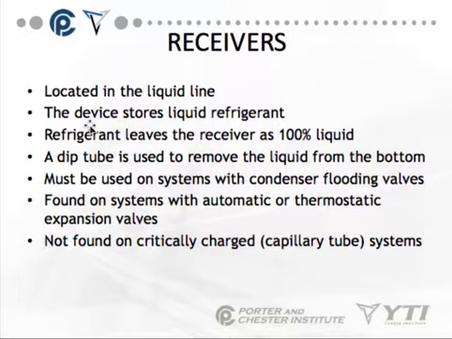Receivers are found in most refrigeration systems, especially those that are low temperature or pump down. They're located in the liquid line. The device stores liquid refrigerant, and refrigerant leaves the receiver as 100% liquid. It's very important that refrigerant goes into TXVs and EEVs as fully liquid. You cannot have any vapor in those. Now, they're not found in critically charged or capillary tube systems because those are very specifically set for flow, and it's critically charged. They are found on systems with automatic or thermostatic expansion valves.